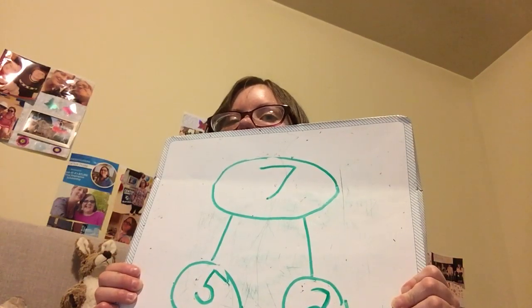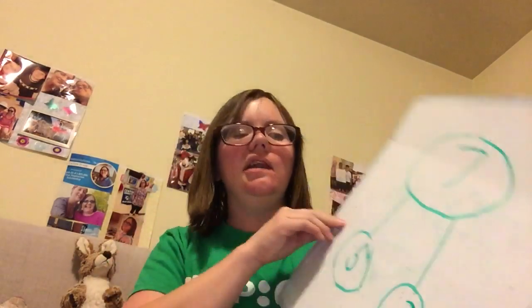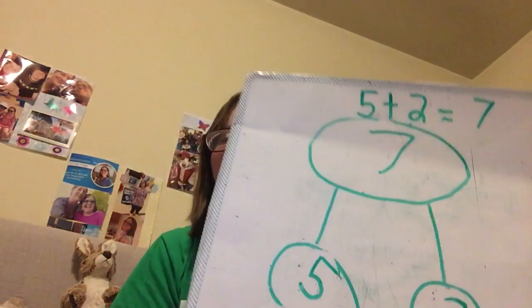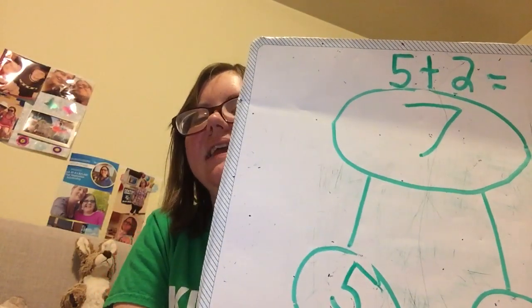How did you do? What did you come up with? That's right. 5 plus 2 is 7. Well, friends, you are getting so great at writing your number sentences. All right, so 5 plus 2 is 7. Do you think we can find another way to make 7?